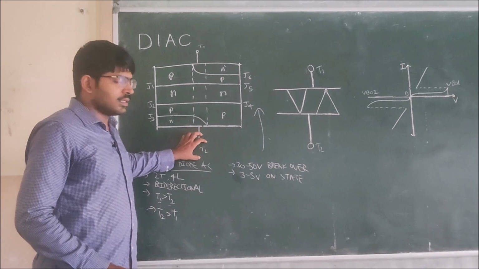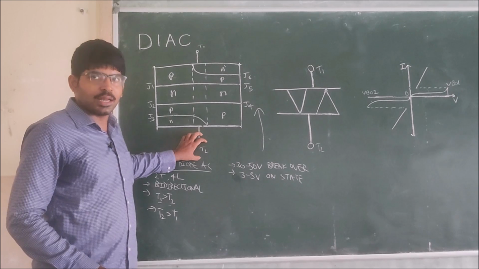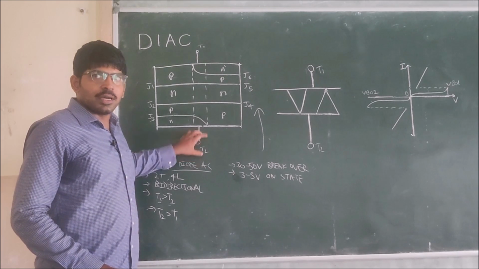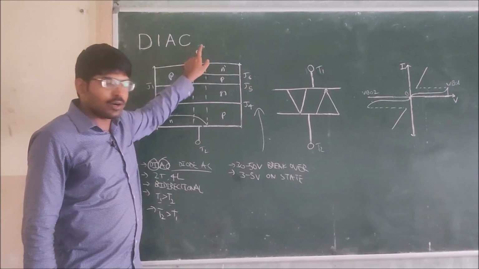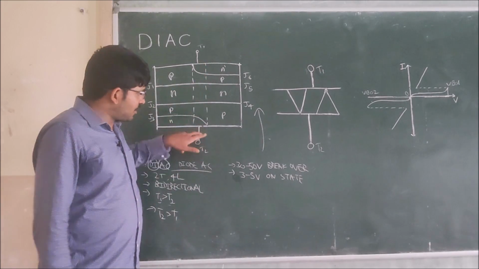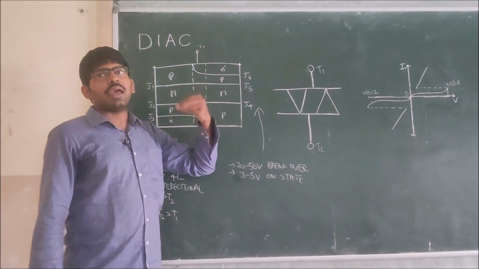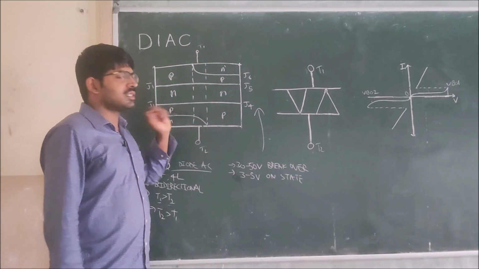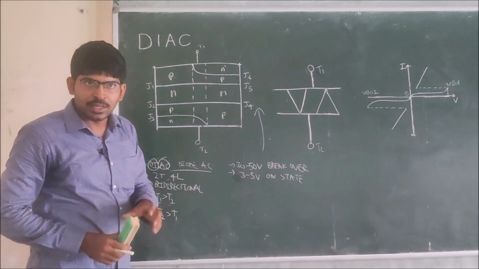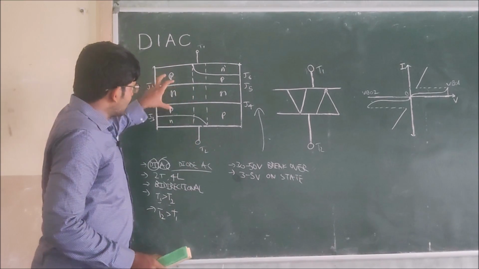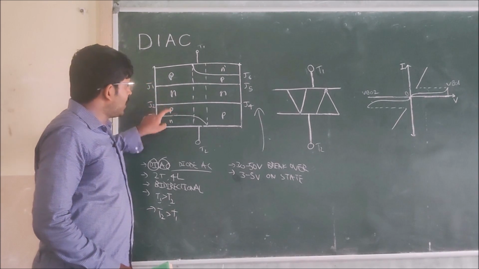Because this is a bidirectional device, we should not use the terms anode and cathode, because it conducts in both directions. When it is conducting from this direction, this is anode and this is cathode. When it is conducting from this direction, this is anode and this is cathode. So T1 becomes anode when it is conducting from this side, and T2 becomes anode when it is conducting from this side. That's why in the construction diagram, we have represented PN and PN.